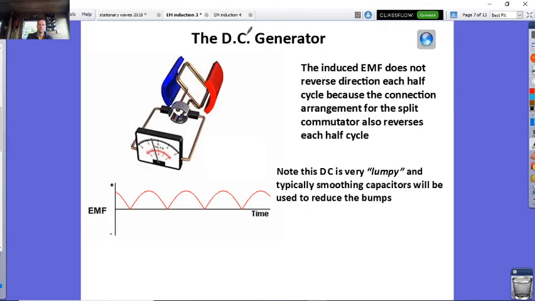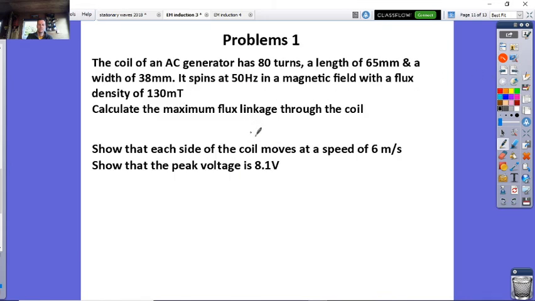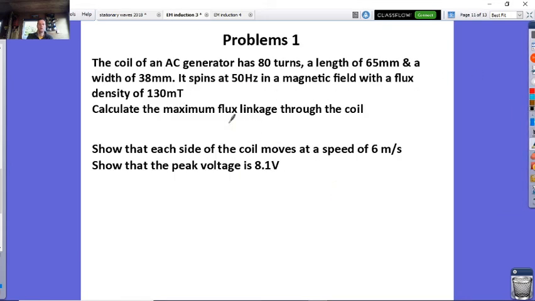But then, you asked me about one of the questions I put through, which comes in here. In this one, you've got an AC generator of 80 turns. You've got a length of 65 millimeters and 38 millimeters, a frequency of 50 hertz and a flux density of 130 milliteslas. Now I go through backwards in this one to show first of all that the peak voltage is 8.1 volts. E naught equals omega BAN, and I'll leave you to do this yourself.